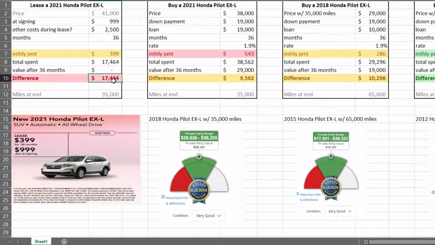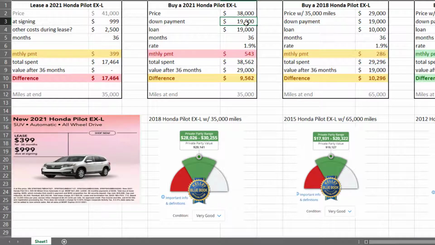$17,500. Now, if we compare that to purchasing a new car, so purchasing the 2021 Honda Pilot EXL, I am going with a price a little bit under MSRP. MSRP was listed as like 41. I'm assuming you can buy that for 38, putting down a down payment of 19 large. Also assuming, well, you've got that money somewhere, either from a prior car that you've sold or something like that.